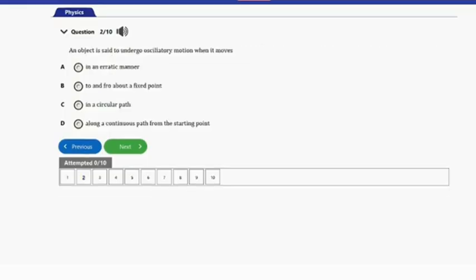So guys, the next question we have here is question number 2. It says, an object is said to undergo oscillatory motion when it moves A, in an erratic manner, B, to and fro about a fixed point, C, in a circular path, D, along a continuous path from the starting point. So guys, the answer to this question is option B here. An object is said to undergo oscillatory motion when it moves to and fro about a fixed point. And that's it for this question. Let's go ahead and consider the next question, guys.